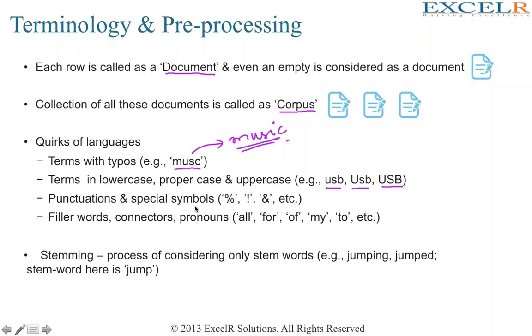And these punctuation marks or special symbols do not add any value to us. Percentage, exclamation, ampersand, you need not have all these in your analysis because it doesn't really make sense. Filler words, connectors, pronouns, such as all, for, of, my, to, and so on are not required for our analysis. And on this corpus, we need to perform stemming. What does stemming mean? If you have two words such as jumping and jump, the stem word here is jump. So you would consider only that word for your analysis.